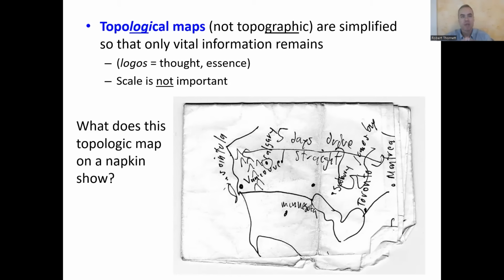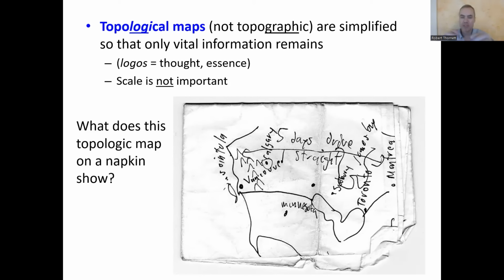It's a place name. So a topological map is showing a simplified version of the world so that only some vital information is on that map. Okay, so you look at this napkin, someone was in a bar or something, eating a hamburger, trying to explain something to somebody. And they just wanted to capture the essence of their point. They didn't want to draw every single feature, didn't have time, probably couldn't do that. So they just wanted to capture what in Greek they called the logos, right? The idea, the thought, the essence of something. The scale was not important, but they wanted to get the idea across.